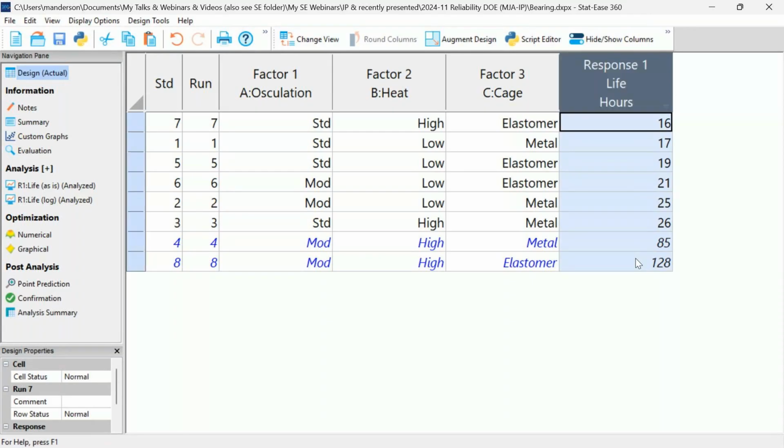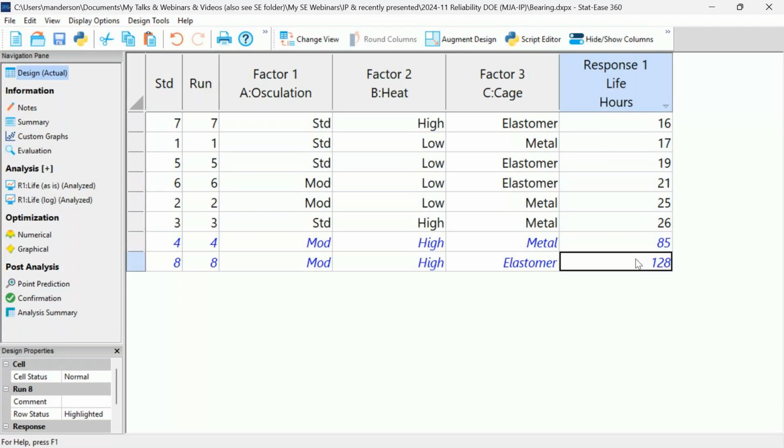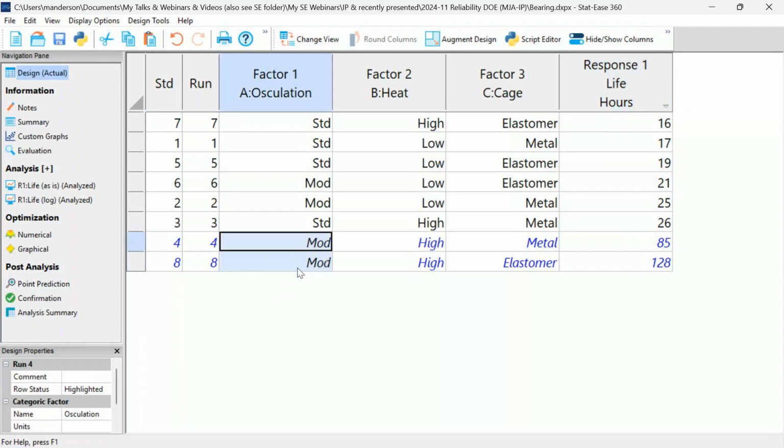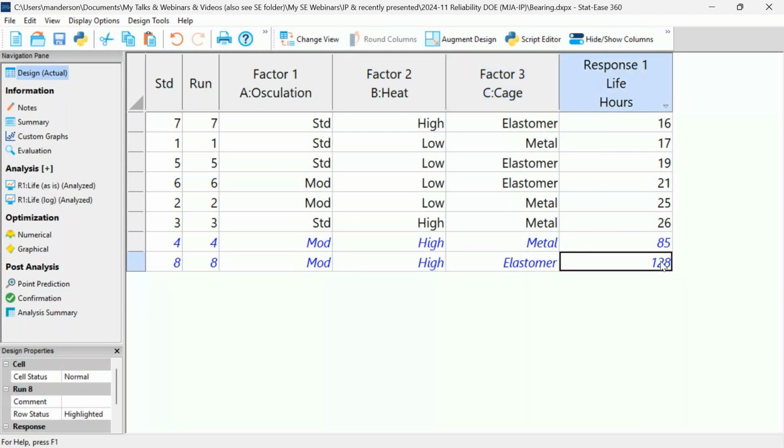Yes. So therefore, we could basically just pick the winner and say it does look like if we modify the oscillation, we go to the high heat treatment, and then maybe it doesn't really matter whether we use metal or elastomer, the plastic. However, being that the elastomer is cheaper, I would pick that. And it looks like we're going to get a pretty good outcome.